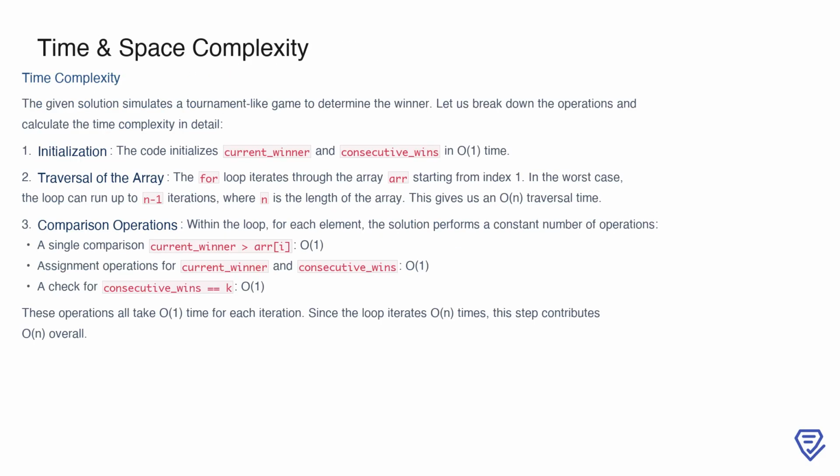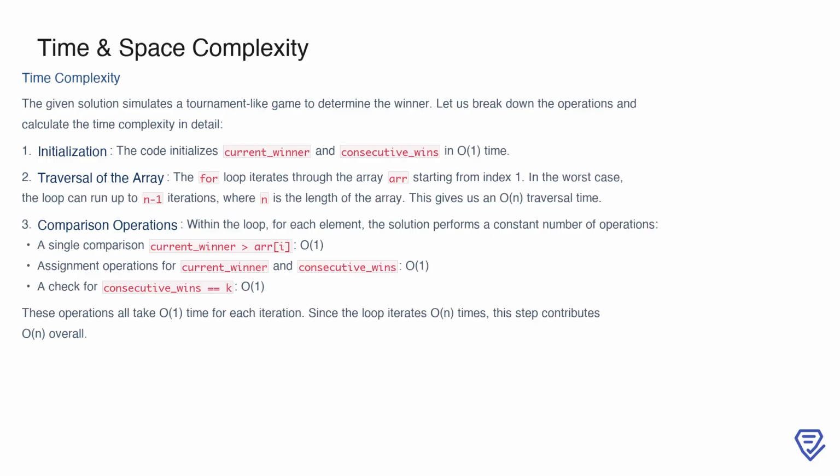To analyze the time complexity of this solution, we start by breaking down its operations. First, the initialization of current_winner and consecutive_wins is a simple O(1) operation, as it involves setting up two variables. Then, we move to the main part of the algorithm, where a for loop traverses the array starting from the second element, at index 1.